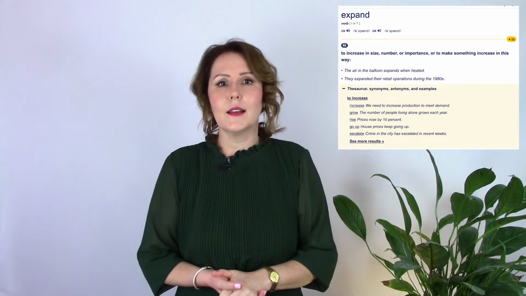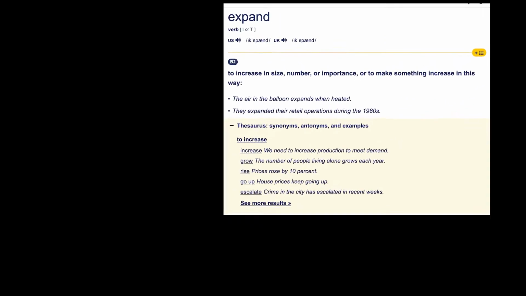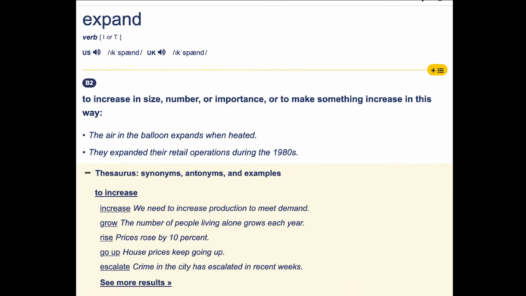Today, I would like to help you to expand your vocabulary in a quick and easy way. Expand means to increase or make something bigger. Let's get started. We will talk about how to guess the meaning of a word or make a word.